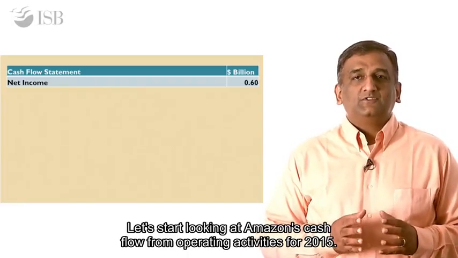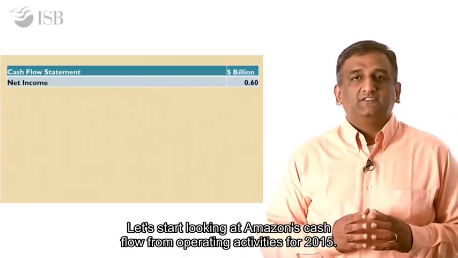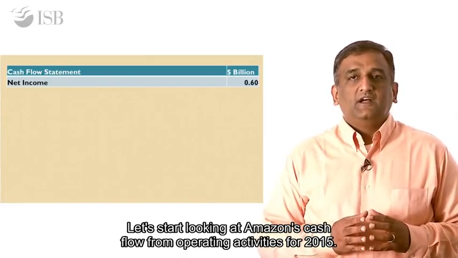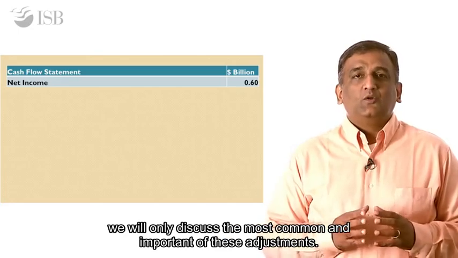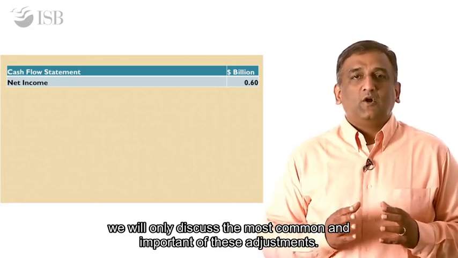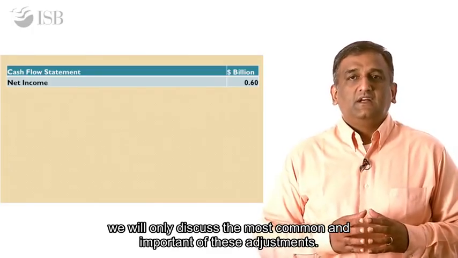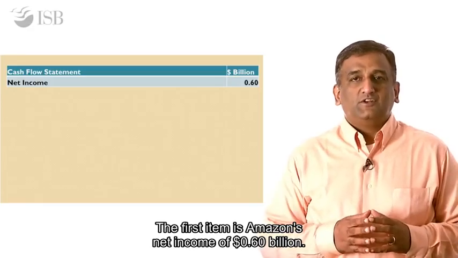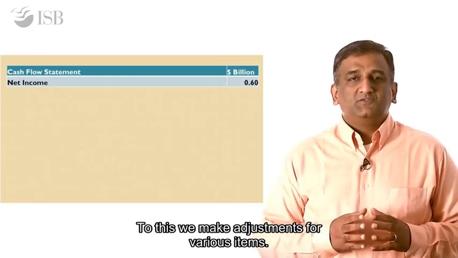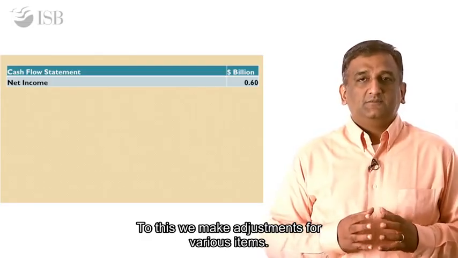Let's start looking at Amazon's cash flow from operating activities for 2015. While there are a number of items on its statement of cash flows, we will only discuss the most common and important of these adjustments. The first item is Amazon's net income of $0.60 billion. To this, we make adjustments for various items.